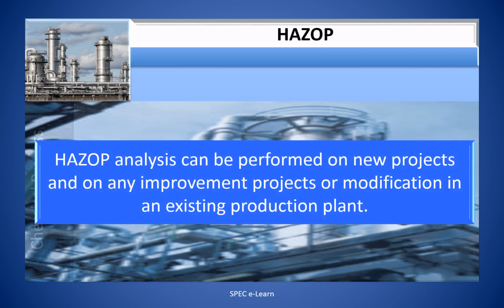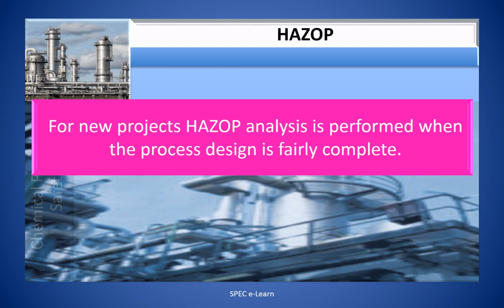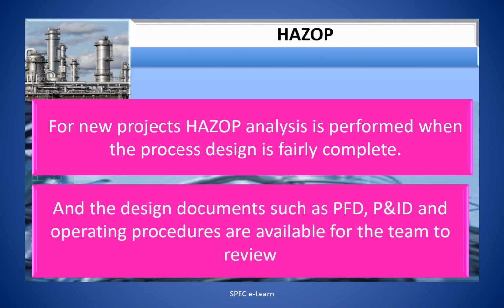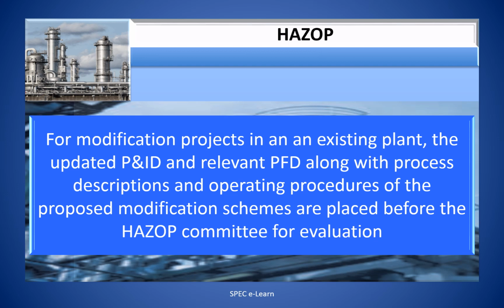HAZOP analysis can be performed on new projects and on any improvement projects or modification in an existing production plant. For a new project, HAZOP analysis is performed when the process design is fairly complete and the design process drawings such as PFD, P&ID, and the operating procedures are available for the team to review. For modification projects in an existing plant, the updated P&ID and relevant PFD along with the process descriptions and operating procedures of the proposed modification schemes are placed before the HAZOP committee for evaluation.